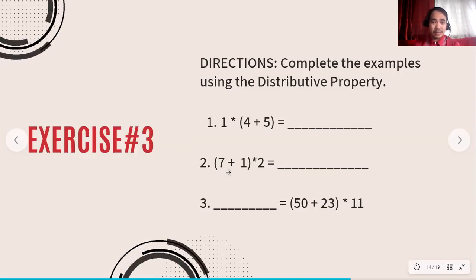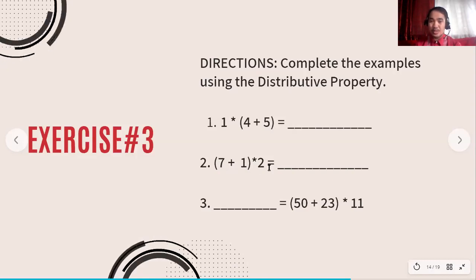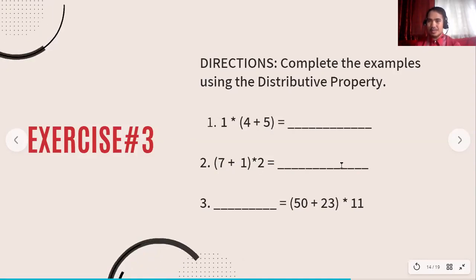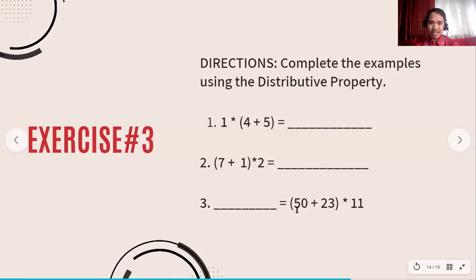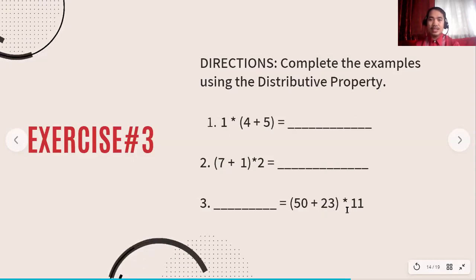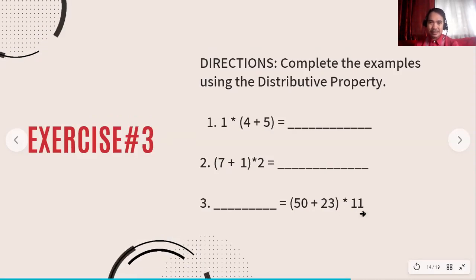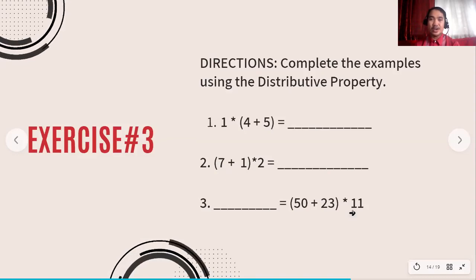Next, the quantity 7 plus 1 times 2. So the answer here is 2 times 7 plus 2 times 1. Yes, that's correct. Next, blank is equal to the quantity 50 plus 23 times 11. So 50 times 11 plus 23 times 11. That is also correct. Very good.